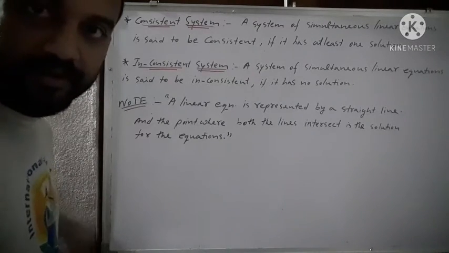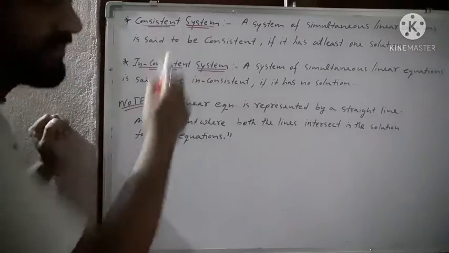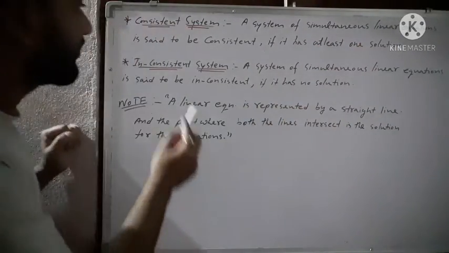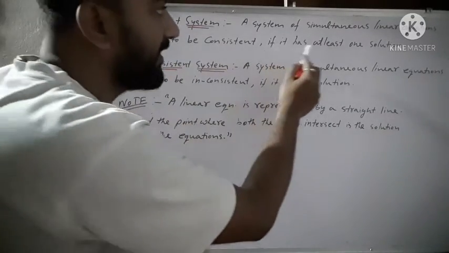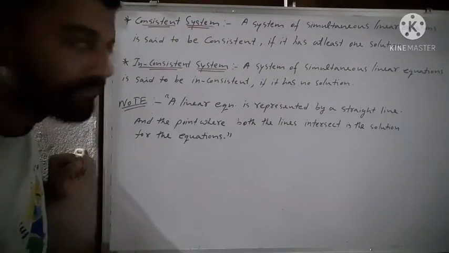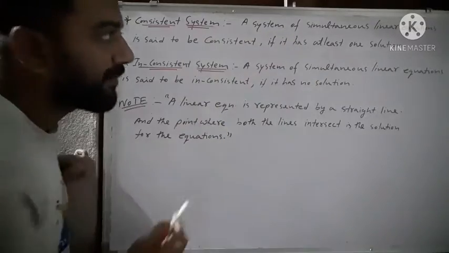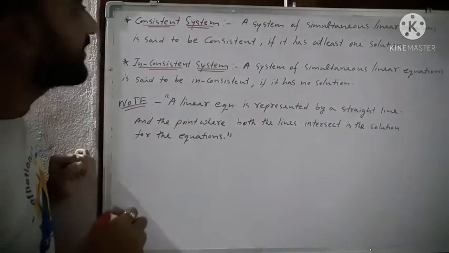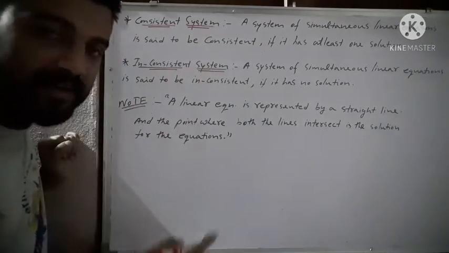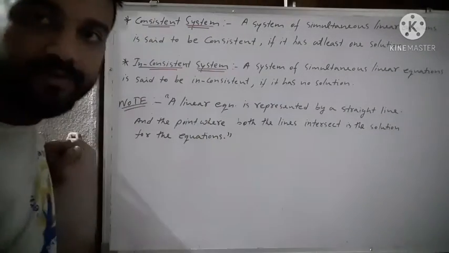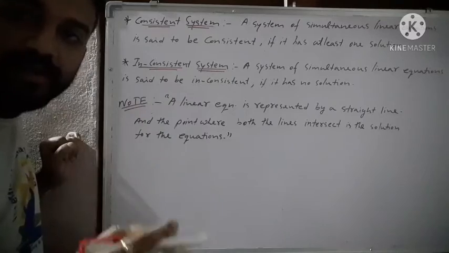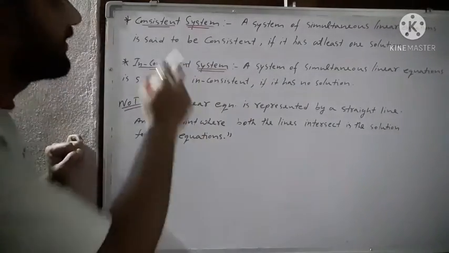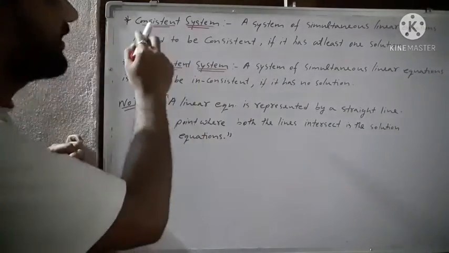Now let's understand what a consistent system is. A system of simultaneous linear equations is said to be consistent if it has at least one solution. If in the question a system of simultaneous linear equations is given, it is said to be consistent if it has at least one solution. It may have one solution or many solutions, but if it has at least one solution, then it is said to be a consistent system.